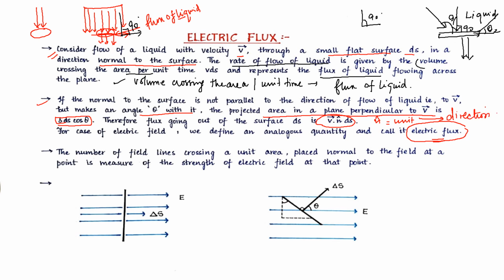Now the third statement: the number of field lines crossing a unit area placed normal to the field at a point is a measure of the strength of the electric field at that point. See here, our electric field lines are going like this.